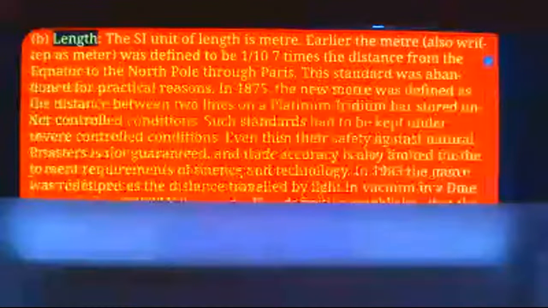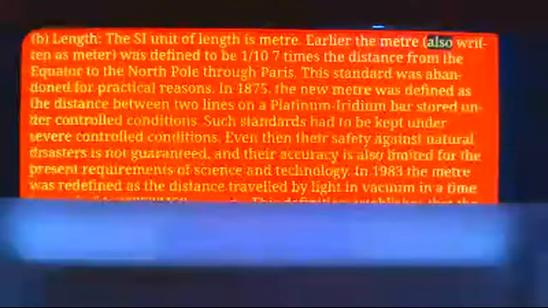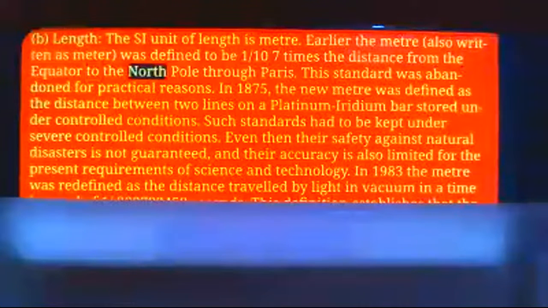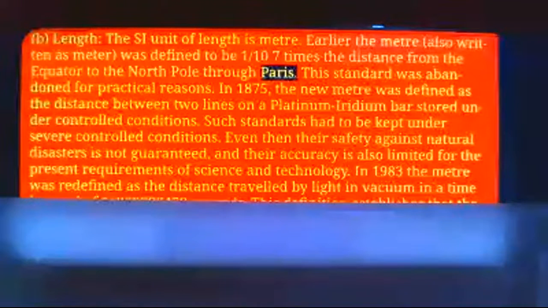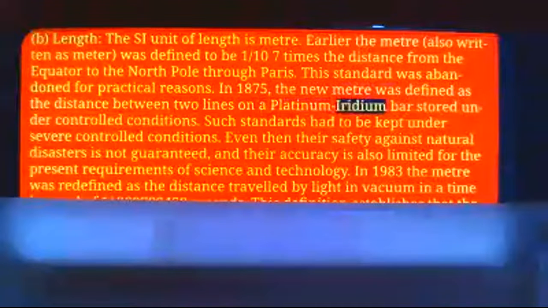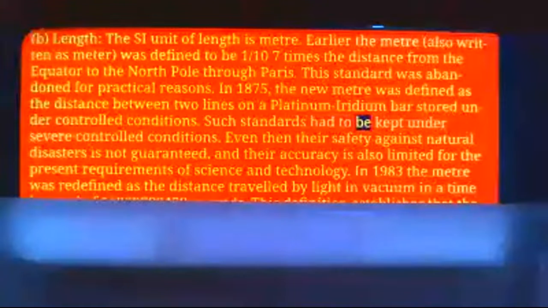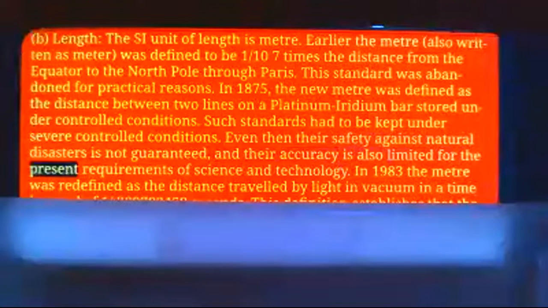B. Length. The SI unit of length is meter. Earlier, the meter, also written as metre, was defined to be 1/10^7 times the distance from the equator to the North Pole through Paris. This standard was abandoned for practical reasons. In 1875, a new meter was defined as the distance between two lines on a platinum iridium bar stored under controlled conditions. Such standards had to be kept under severely controlled conditions. Even then, their safety against natural disaster is not guaranteed, and their accuracy is also limited for the present requirements of science and technology.